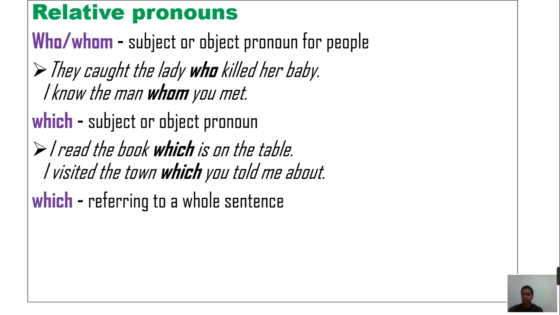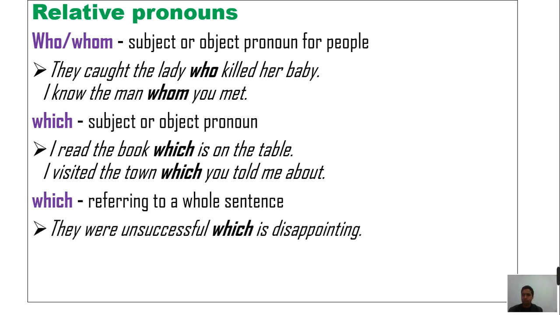And sometimes which refers to the whole sentence, like in this example: they were unsuccessful, which is disappointing. What is disappointing here is the fact that they were unsuccessful. So which here doesn't refer back to a noun, but to the whole sentence.